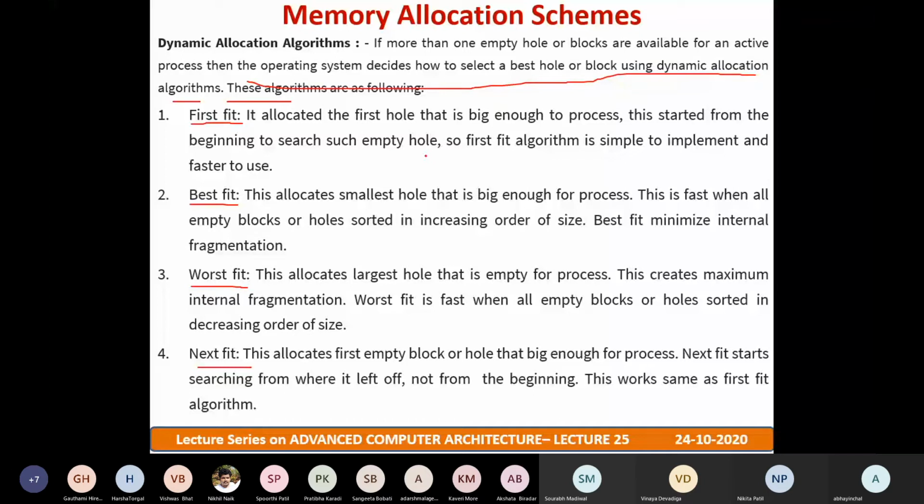This creates maximum internal fragmentation, but worst fit is fast when all empty blocks are holes sorted in decreasing order of size. Next fit allocates the first empty block or hole that is big enough for the process. Next fit starts searching from where it left off, not from the beginning. This is the difference between first fit and next fit algorithms. Otherwise, it works the same as the first fit algorithm.